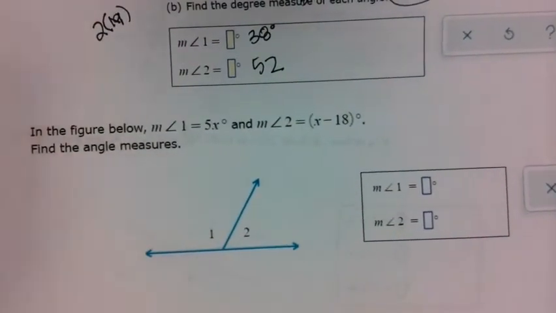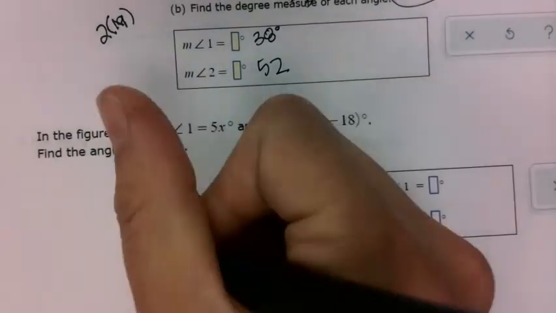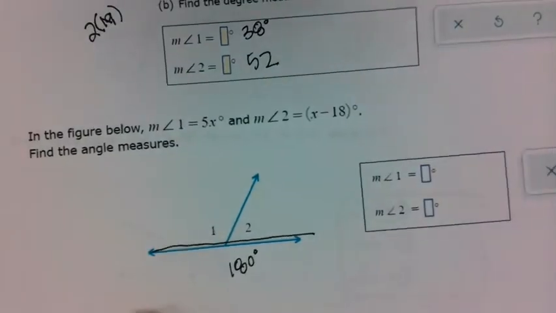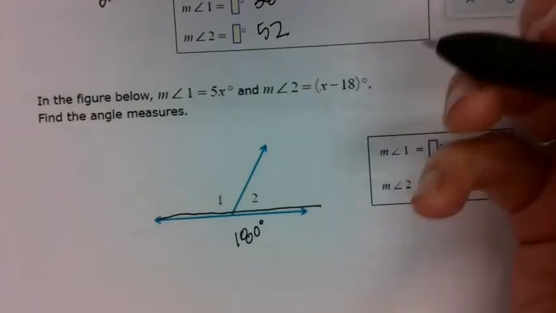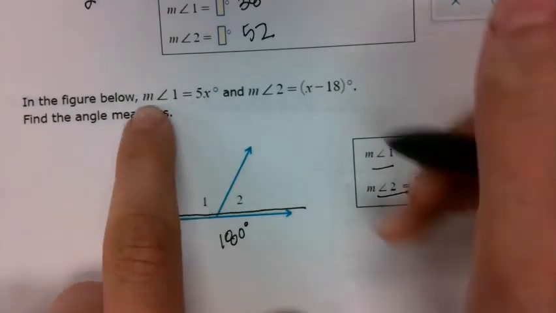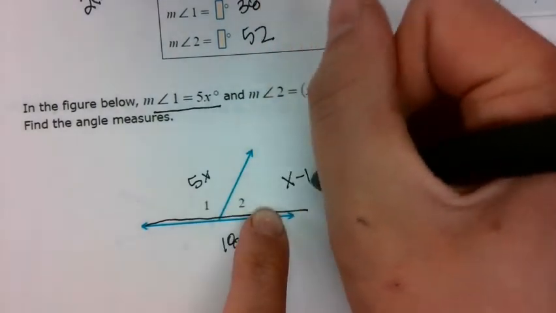Alright, similar things can be done with straight angles. Notice I have a straight angle right here. That's equal to 180 degrees. I always label my information so I know what I've got going on. It asks me to find the measure of angle 1 and angle 2. So come up here. Well, measure of angle 1, I'm going to draw it in my diagram. I like to do that. And angle 2 is x minus 18.